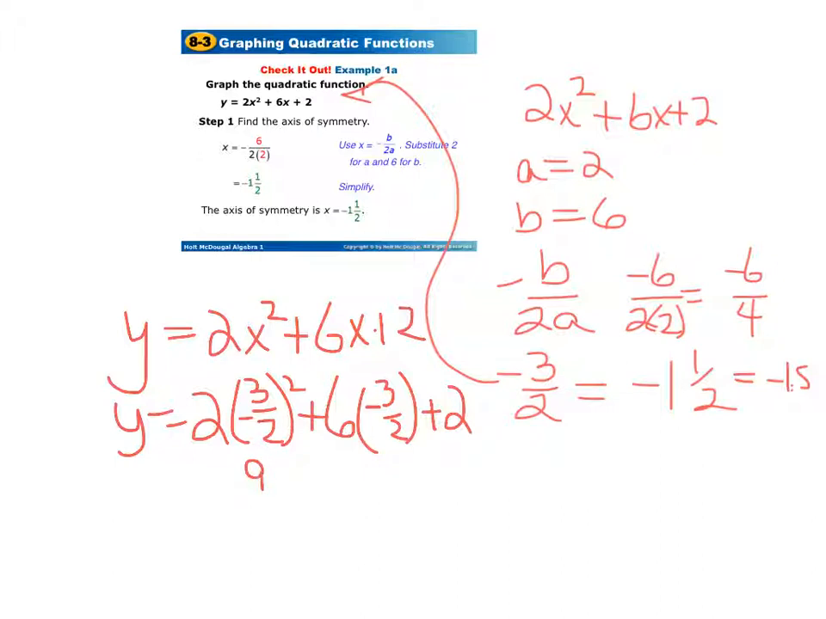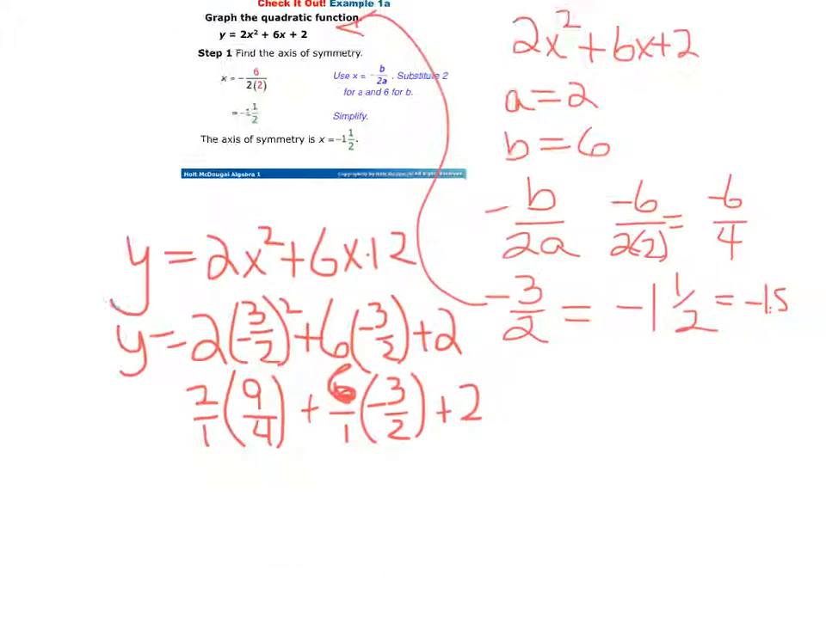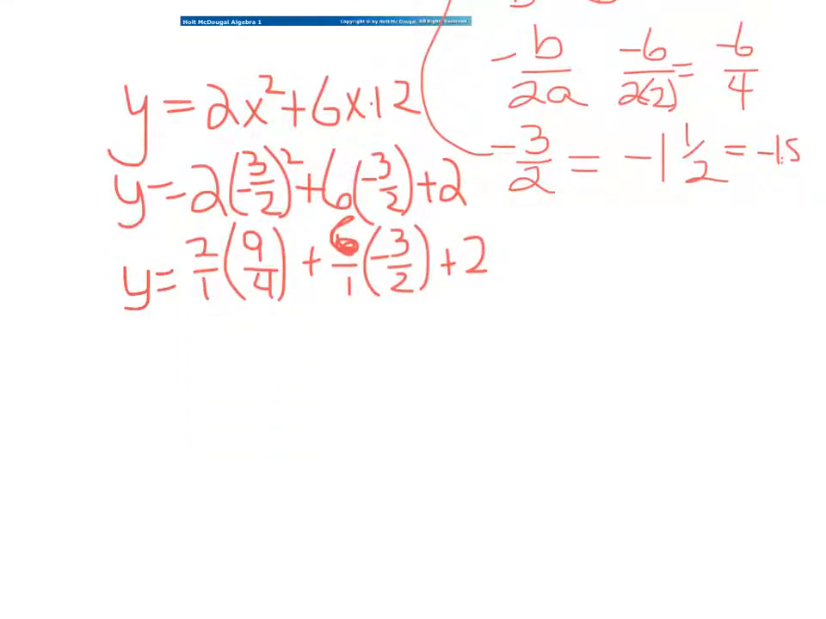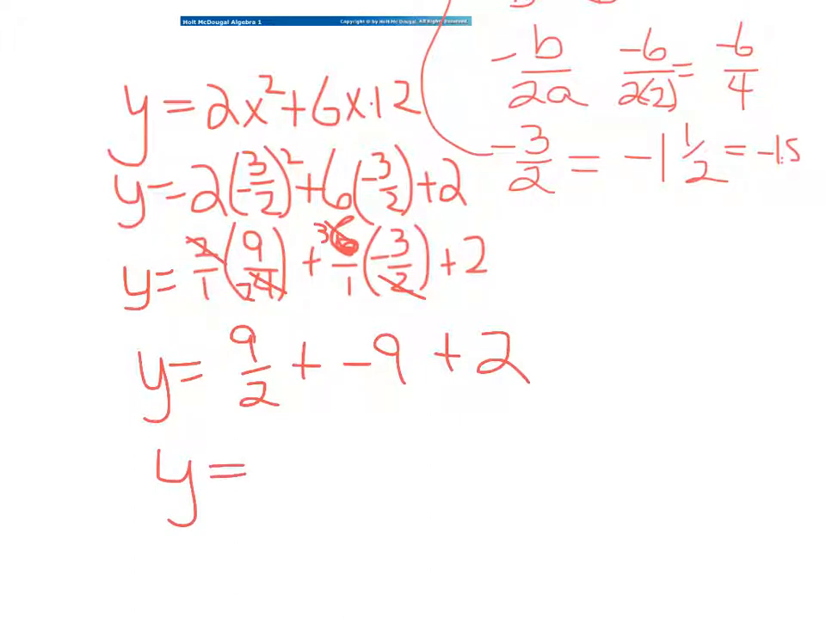When I square this, it becomes 9/4. When I multiply this, I get -9/2. Let me just put it as a fraction. So now I'm going to start simplifying. This could become a 2, so this is 9/2. This is actually going to simplify, and I get -9 plus 2. I'm going to make my 9/2 into 4.5. Minus 9 plus 2.